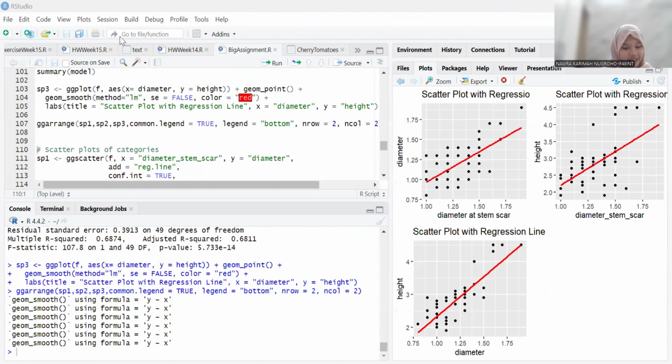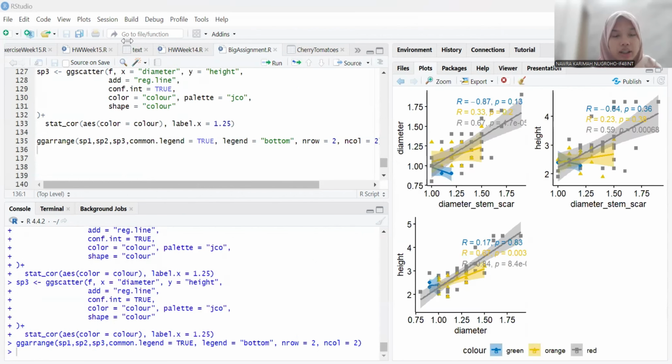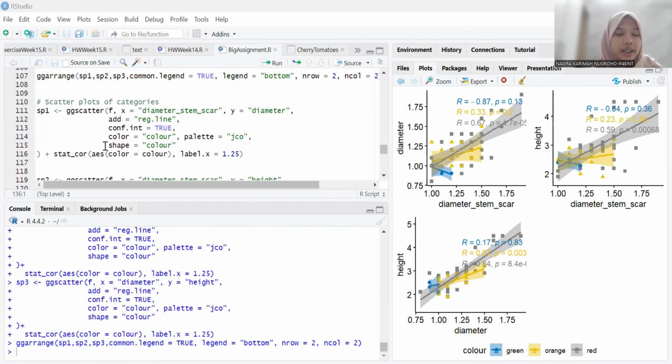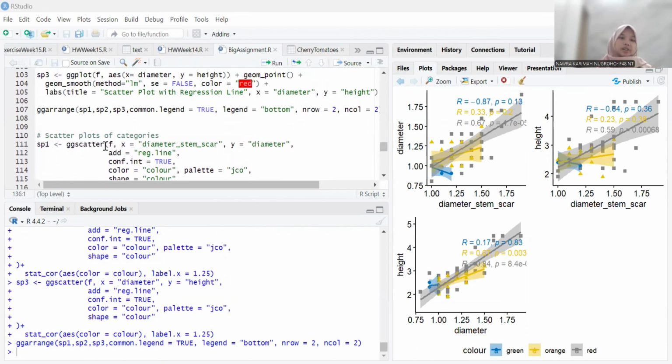Here, as you can see, this is a picture of a scatter plot with its regression line. Just like what we've seen previously, the diameter and height have the strongest correlation coefficient, which makes sense at this point because the red regression line almost has a slope of 1. And also in the scatter plot, we can see how the data is spread out. The last one is a scatter plot with categorical variables.